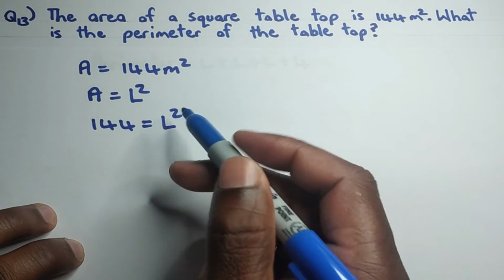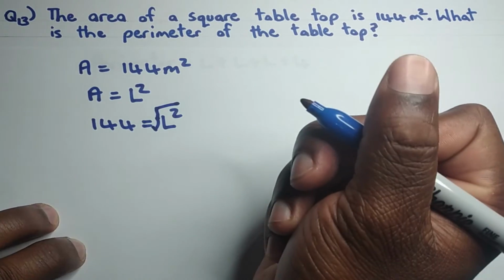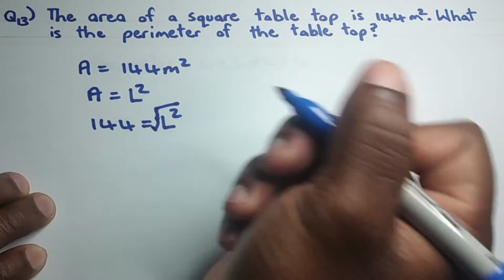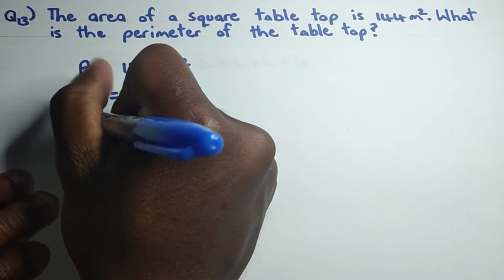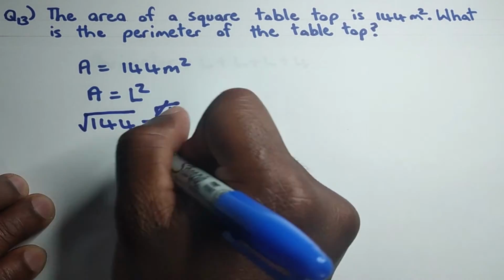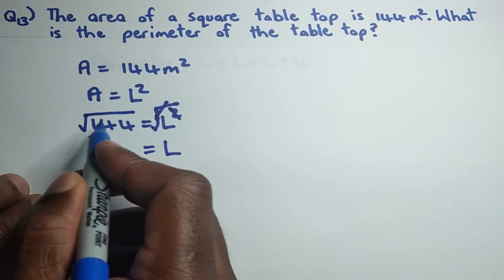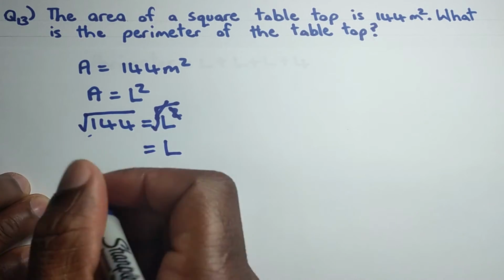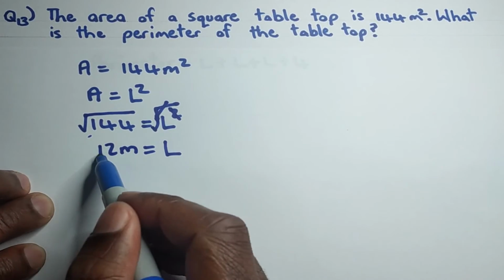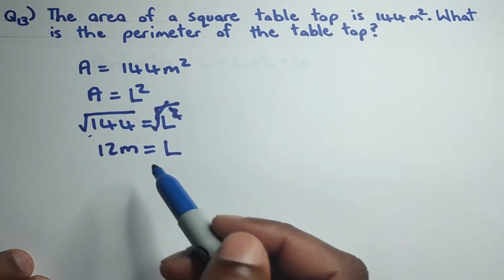So here we have a square. To get rid of the square, we have to do the opposite, which is the square root. And another thing about transposition, whatever you do on one side, you are required to do the same thing on the other side to keep the equation balanced. So we have to square root this side as well. The square root sign will cancel the square sign right here. So L is equal to the square root of 144, and if you put that in your calculator, you will get 12 meters. Notice the length is in meters and not meters squared, so the unit for length would have been meters.